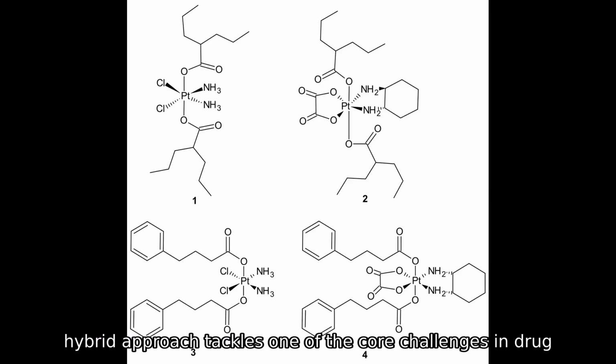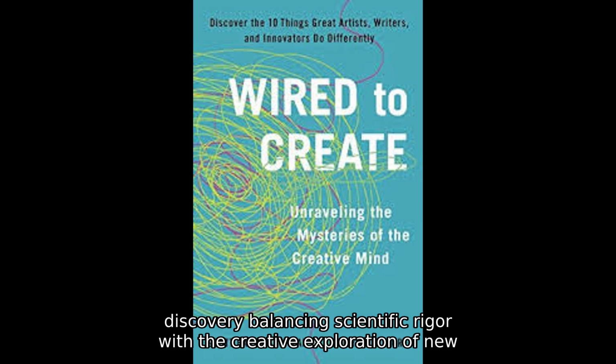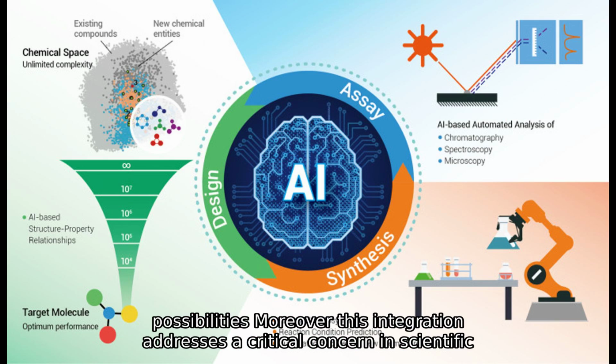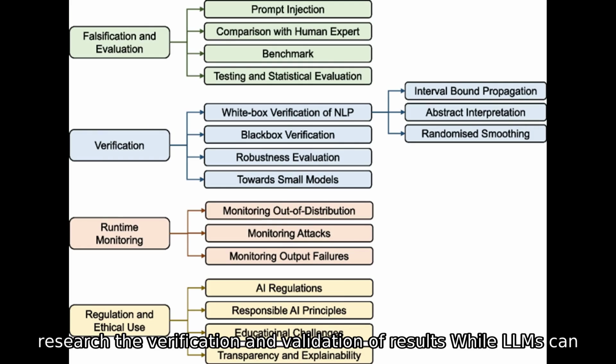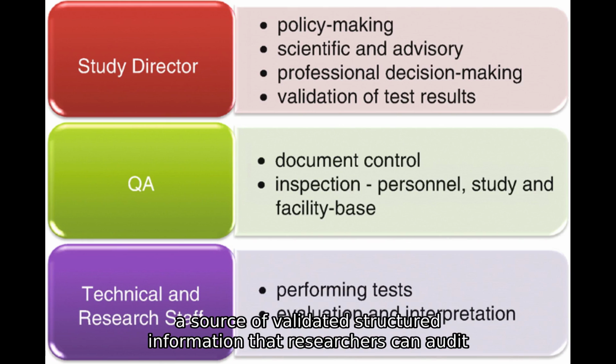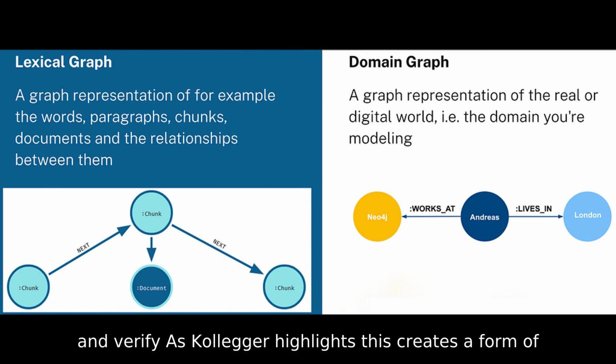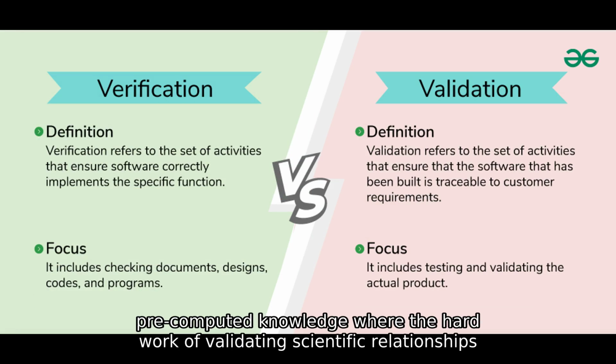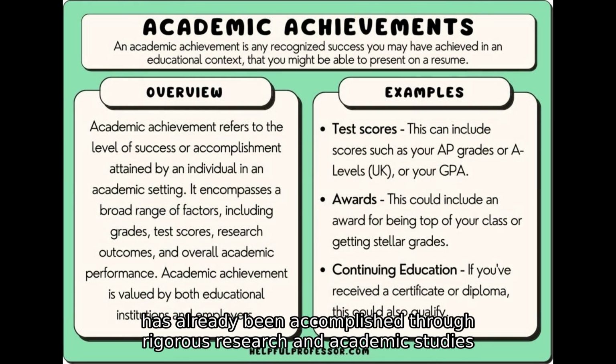This hybrid approach tackles one of the core challenges in drug discovery, balancing scientific rigor with the creative exploration of new possibilities. Moreover, this integration addresses a critical concern in scientific research: the verification and validation of results. While LLMs can generate insights at lightning speed, the knowledge graph acts as a source of validated, structured information that researchers can audit and verify. As Kolleger highlights, this creates a form of pre-computed knowledge, where the hard work of validating scientific relationships has already been accomplished through rigorous research and academic studies.